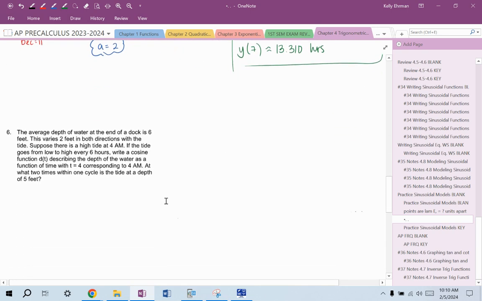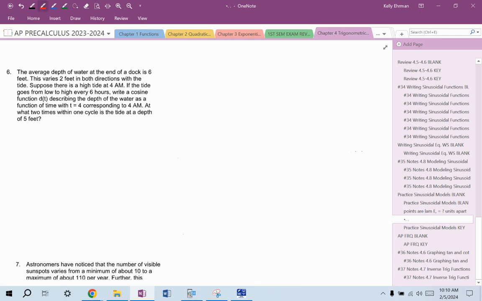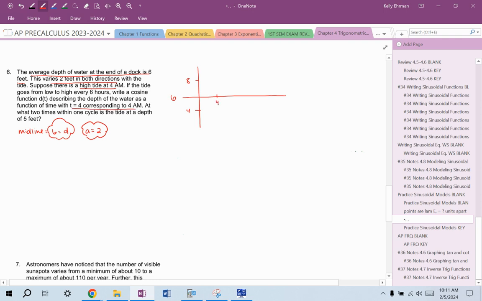Okay, for number 6. The average depth of water at the end of a dock is 6 feet. So there's the midline. That's the average depth. Midline equals 6, so that's D. This varies 2 feet in both directions, so that's the amplitude. Suppose there's a high tide at 4 a.m., so let's graph what we have so far. Midline is 6. Vary that 2 in either direction. When t equals 4, which is 4 a.m., we're at high tide, 8 feet.